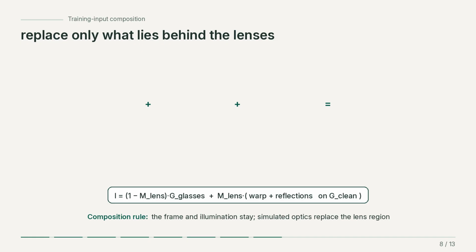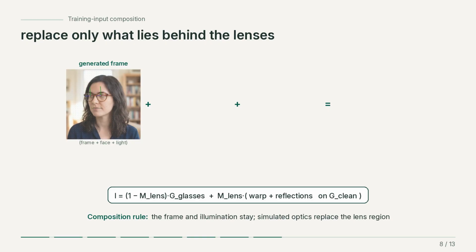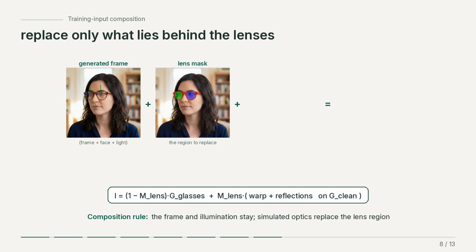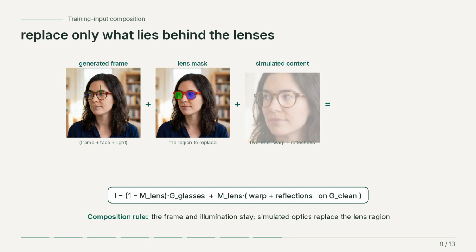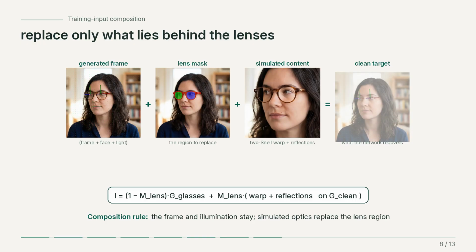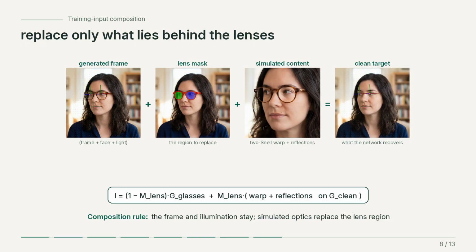The training input combines generative appearance with simulated optics. The generated frame provides the eyeglass frame, surrounding face, and consistent illumination. Within the lens mask, the original content is replaced by the physically simulated refraction and reflection. The restoration network is trained to recover the corresponding clean face.